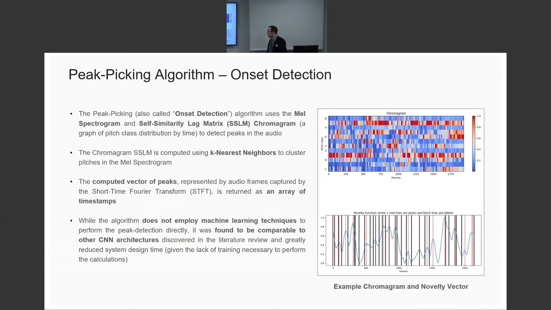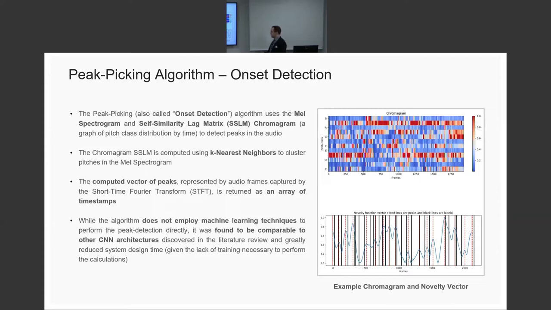For the peak picking algorithm, which is sometimes referred to as onset detection, we use the MEL spectrogram, just a spectrogram that's scaled to how a human would hear it, and the self-similarity lag matrix chromogram, which is a group of pitch class distribution by time to detect peaks in the audio. That's what I have up in the upper right here, a chromogram. It shows how all of the pitches are grouped together over time. And then the chromogram is computed using k-nearest neighbors to cluster pitches in the MEL spectrogram.